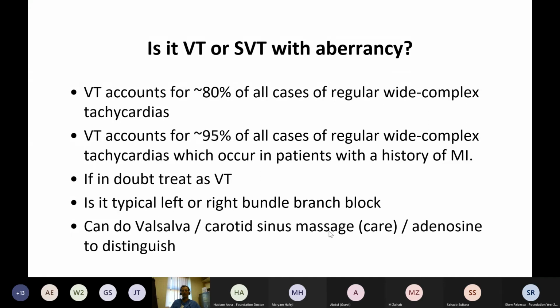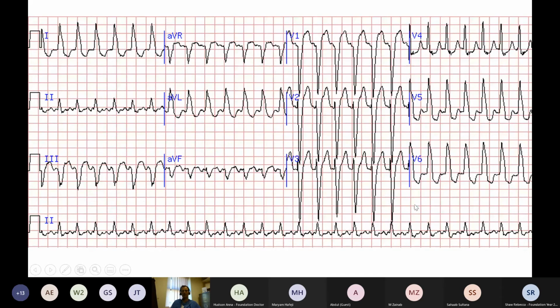I'm nervous about doing carotid sinus massage, but yes, we could do that. Or we could give some adenosine to try and distinguish an SVT from a VT. If it's an SVT, we'll either get rid of it or we'll pause it. If it's a VT, usually it has no impact, although rarely VT can be adenosine responsive.